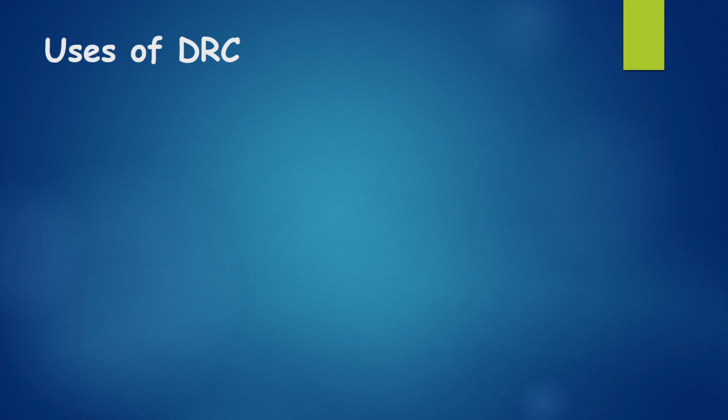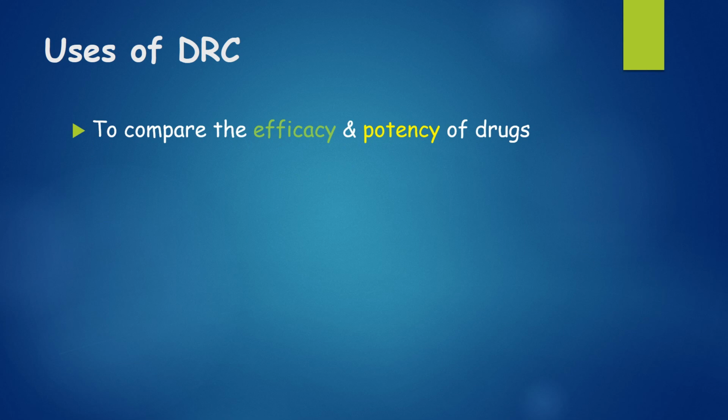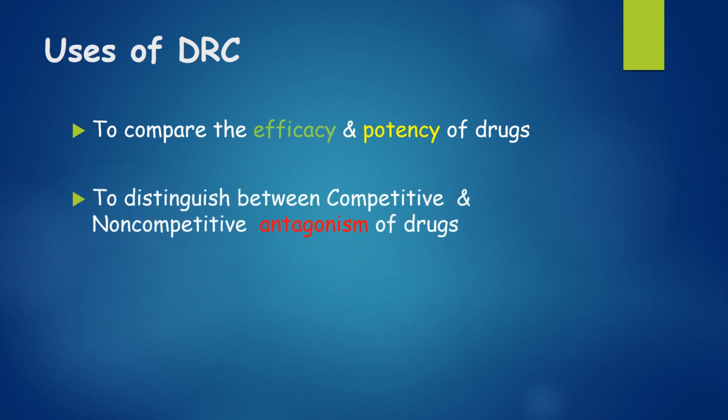Now, the uses of DRC: to compare the efficacy and potency of the drug. So, when we are comparing the efficacy and potency of a drug, we can use the dose response curve, mainly the log dose response curve, to distinguish between the competitive and non-competitive antagonism of drugs. We will be discussing each part, what is efficacy, what is potency, what is antagonism, and all.